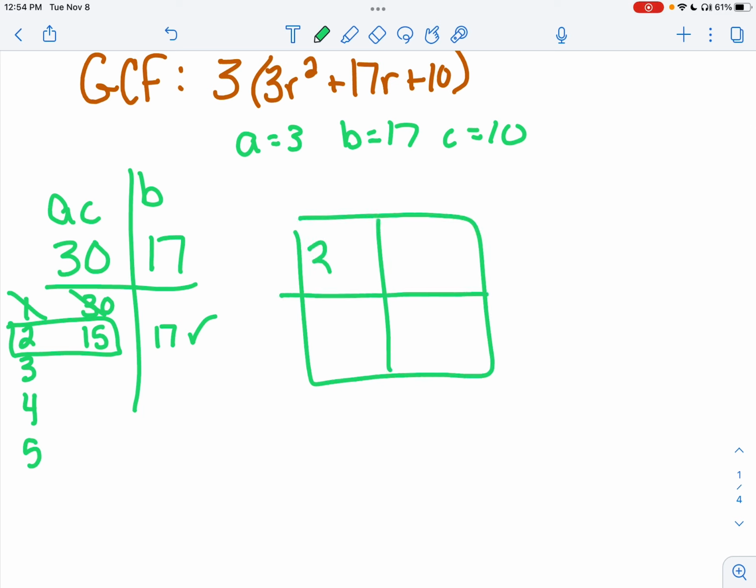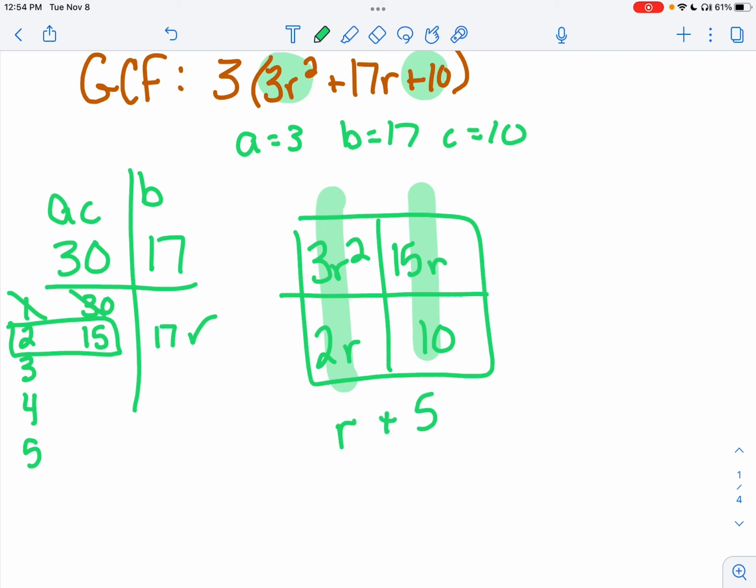So inside the box, I'll put my 3r squared and my 10, and that comes from here and here. But instead of my 17, I need to split it up into my 2 and my 15, and each of those has an r. GCF down and down is a 1r plus a 5. GCF here and here is a 3r with a 2, and it's positive.